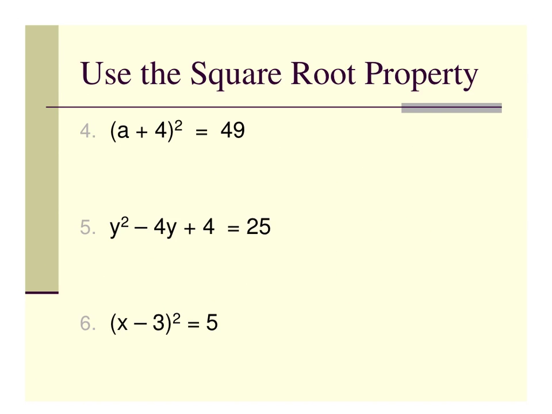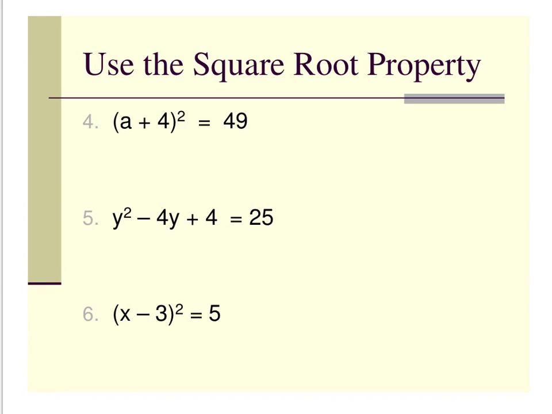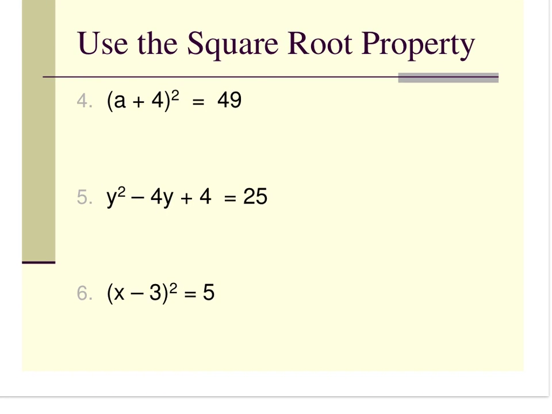Alright, so here's 3 problems that use the square root property, and I'm going to go through and do those with you and show you how to do them. First of all, when we do square root, we've got to get rid of the square, so we have to do square root of both sides. Square and square root cancel out, and I'm left with a plus 4. Square root of 49 is 7, but remember I had to do a plus 7 and a minus 7.